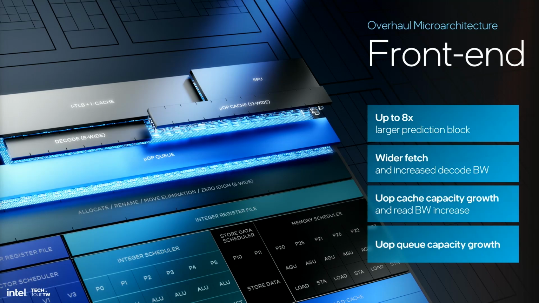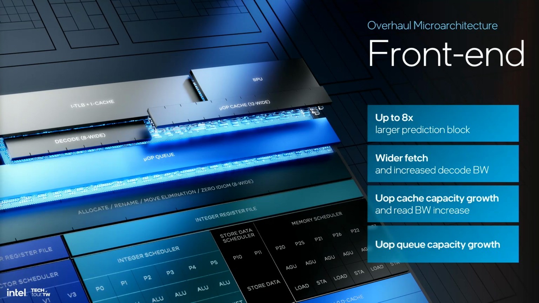Second, wider prediction blocks allow the increase in instruction fetch bandwidth, and indeed, the instruction fetch bandwidth was doubled from 64 bytes per cycle to 128 bytes per cycle. And the decode bandwidth was increased from 6 to 8 instructions per cycle. Now, these instructions are steered towards the UOP queue and are also built into the UOP cache.